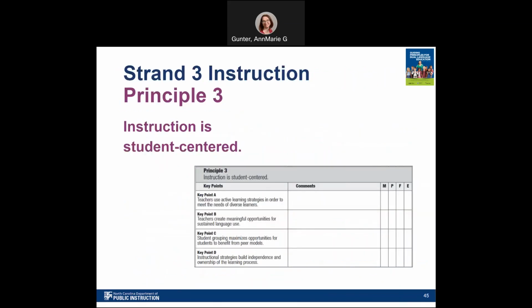Let's move on now to Principle 3 of Strand 3 instruction, which is instruction is student-centered. You'll notice this principle has fewer key points than before, but we will follow the same process as we have.